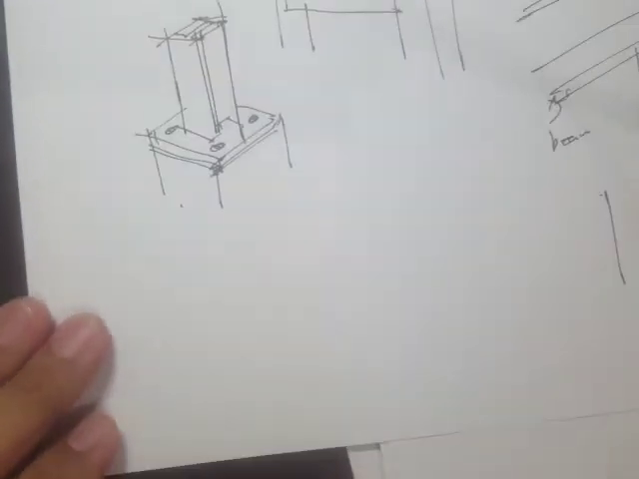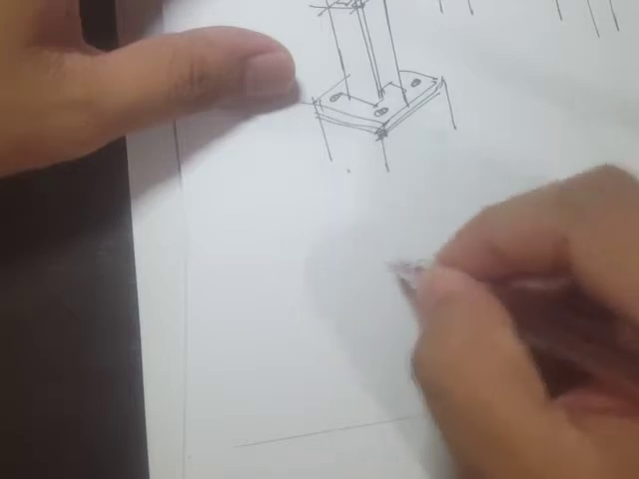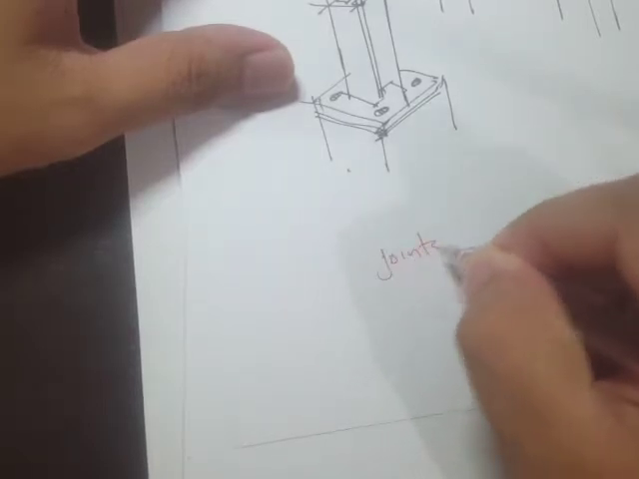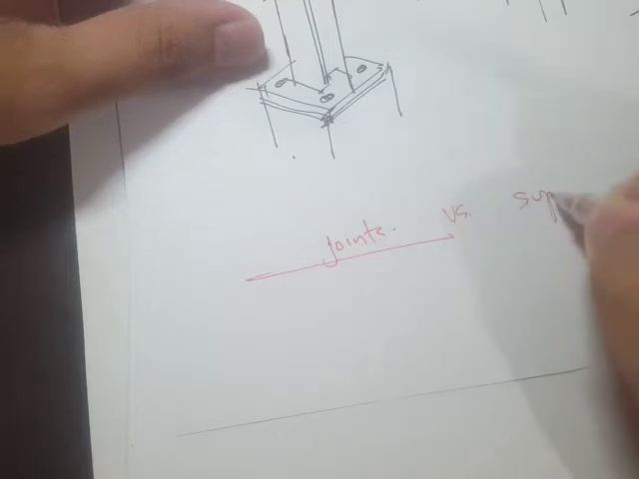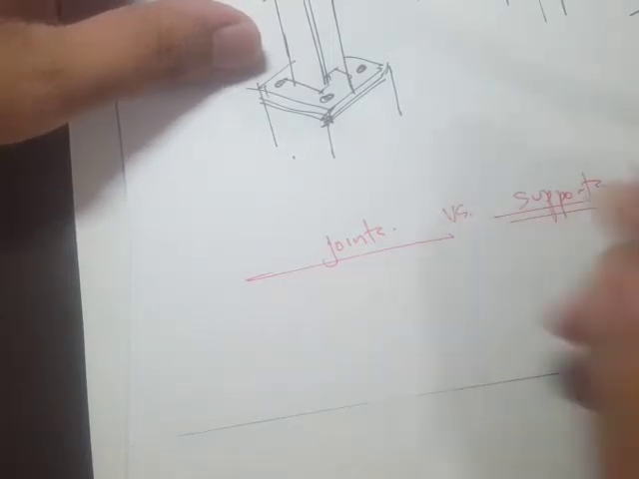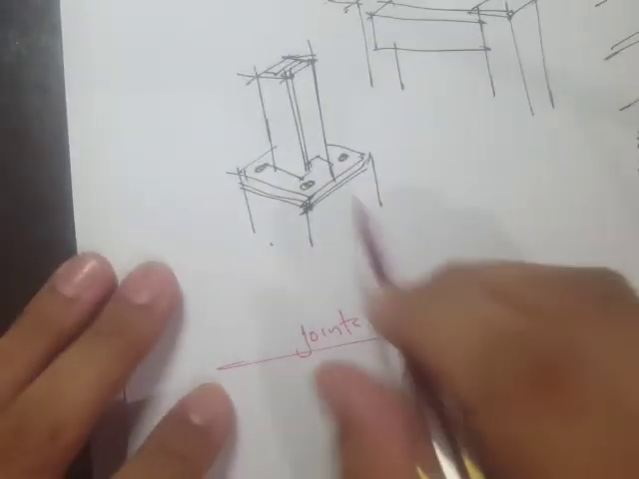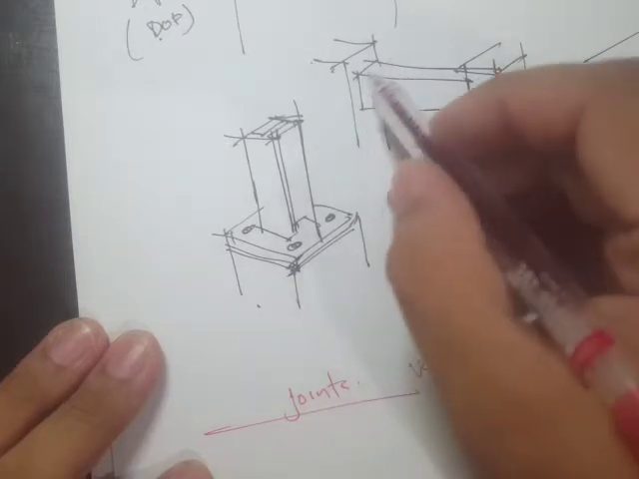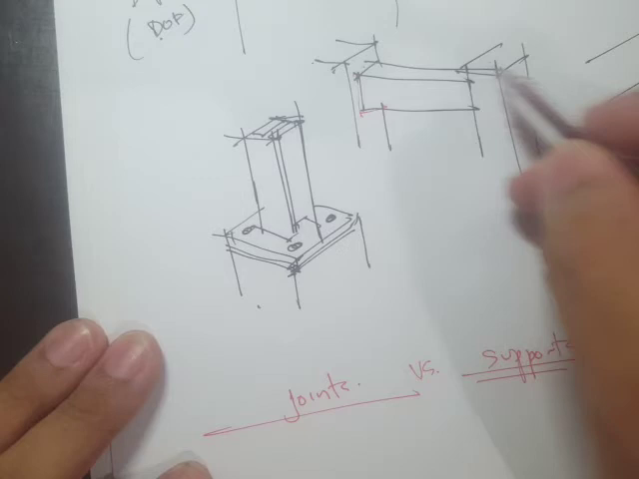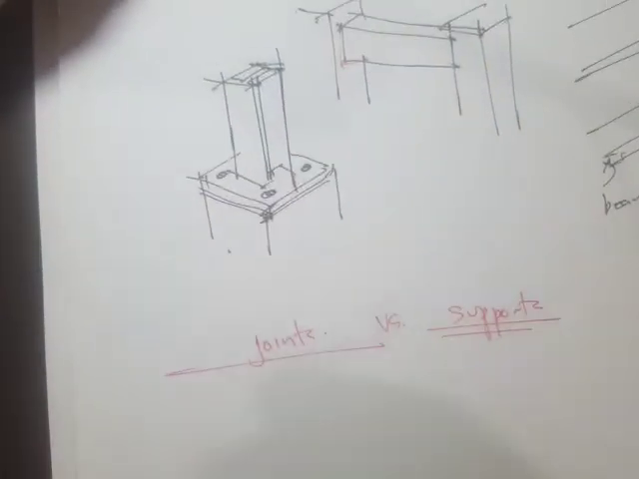We'll also have terms like joints. So what's the difference between joints and supports? Usually supports are like the boundary conditions, let's say for a beam. This end and that end, they're referred to as supports.